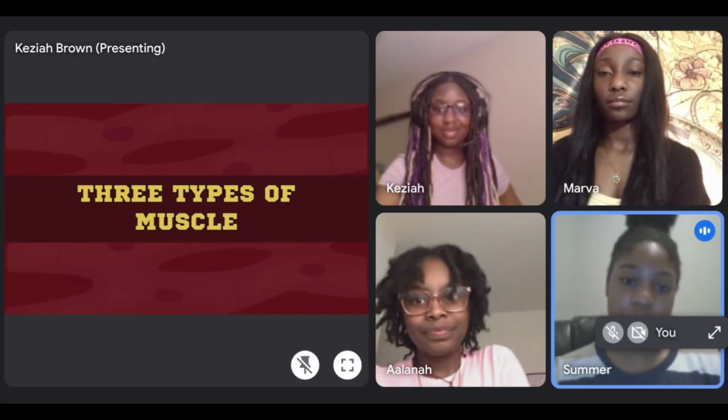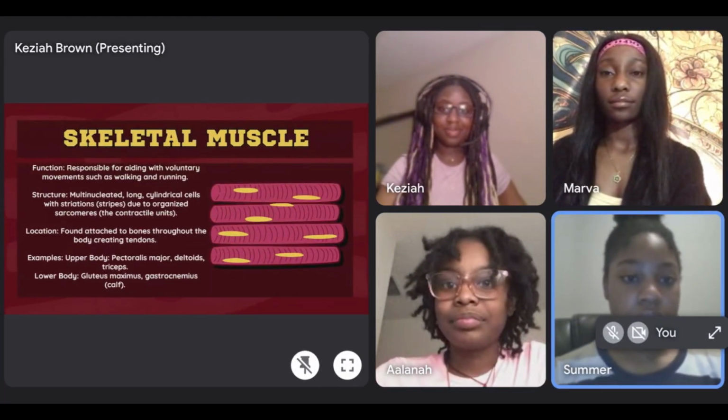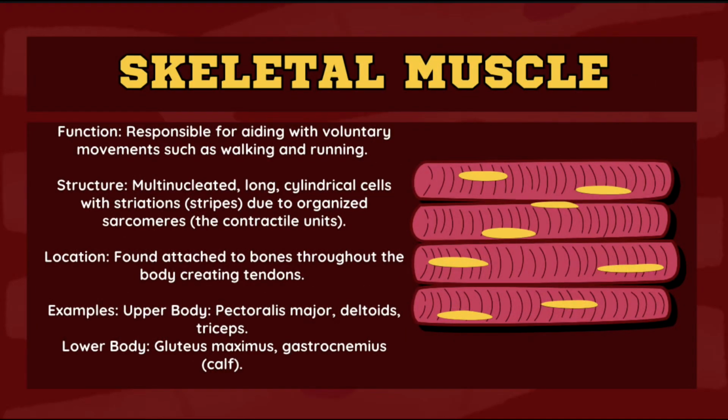Now onto the 3 types of muscles. To begin, there's the skeletal muscle. The function is responsible for aiding with voluntary movements such as walking and running.